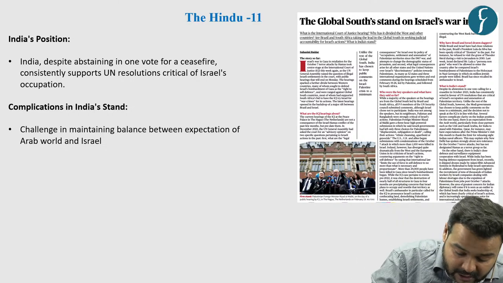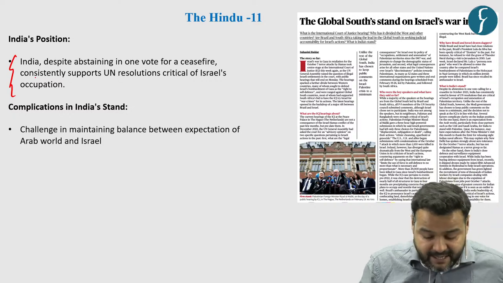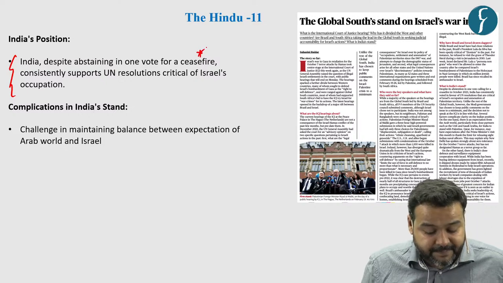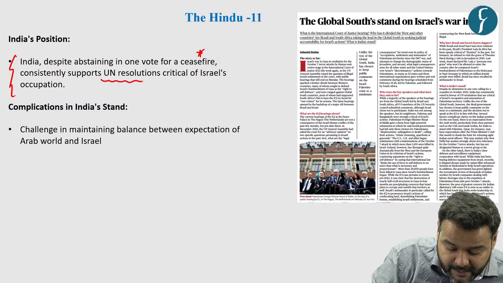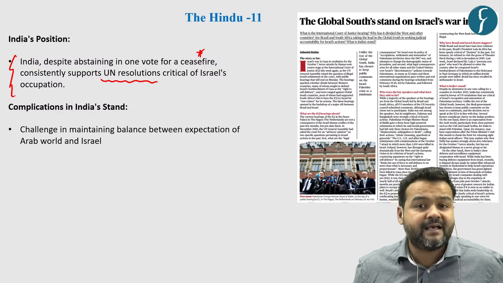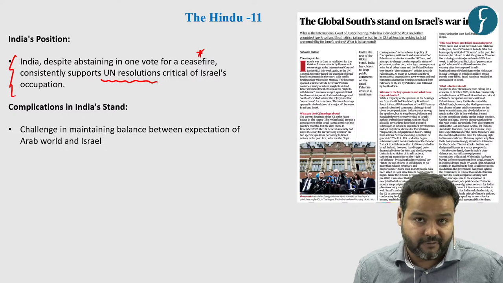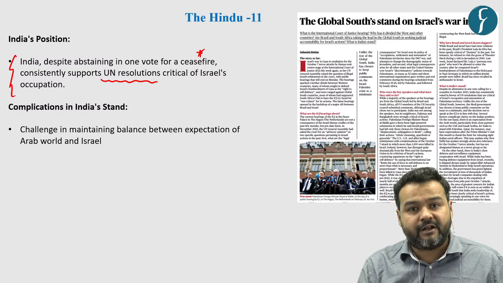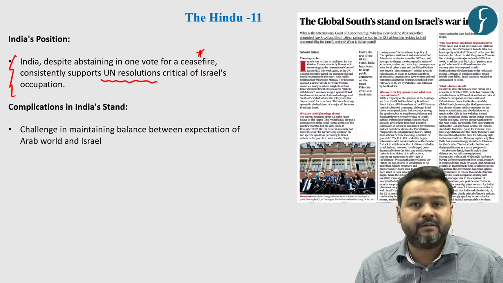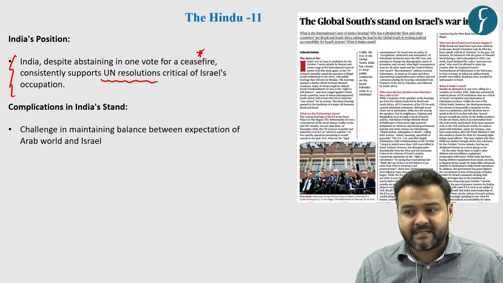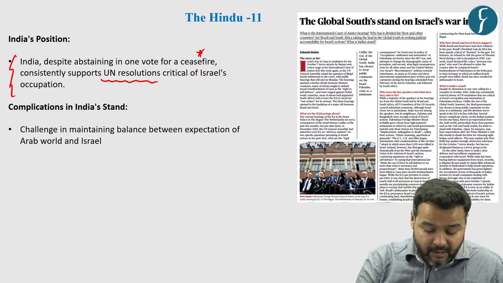And in the UN also, you can see that it has abstained from the vote on ceasefire. But whenever the UN came up with a resolution which is critical of Israeli occupation, India has voted in favor. The problem is, apart from making this balance between the Arab world and Israel, the main problem lies in that India seeks, or wants, to become a leader of the Global South.